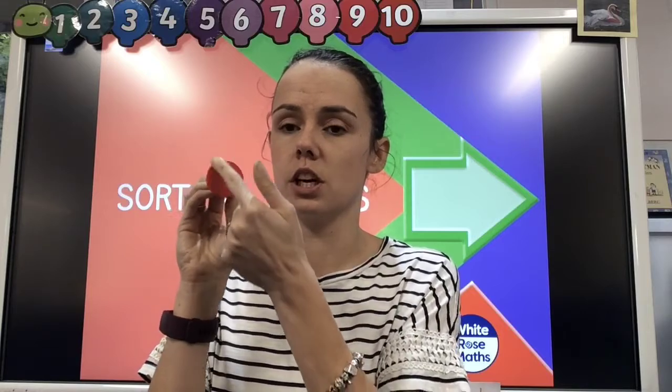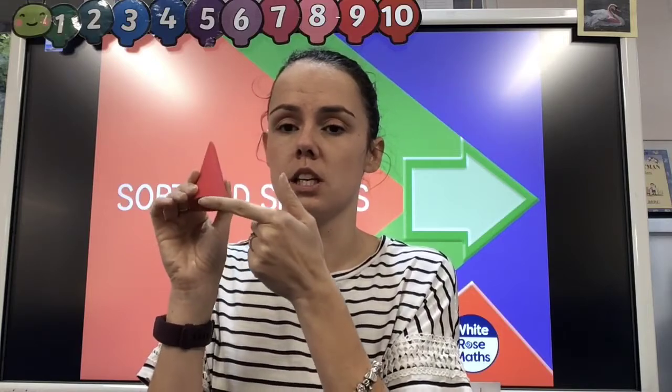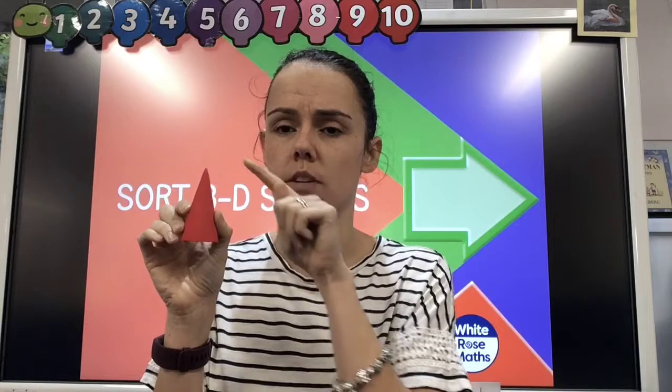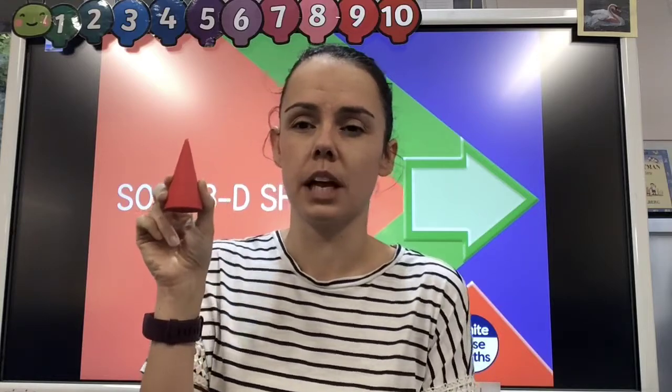And our last shape for today, it's got a triangle, it's got a circle base, it's got one edge and one vertex, or one point of it. Can you remember what it's called? It's a cone. Great work, Year 1.